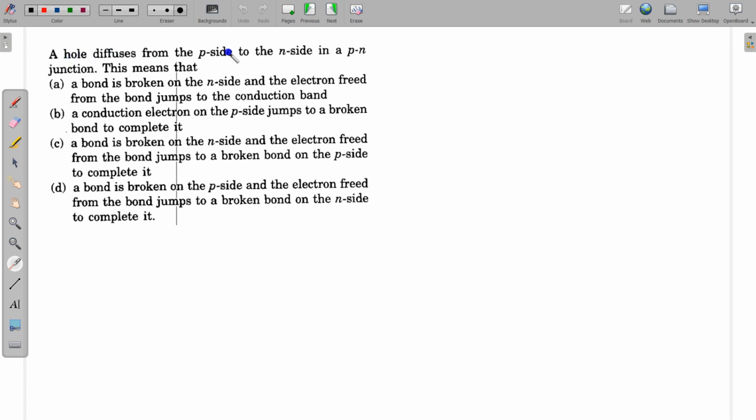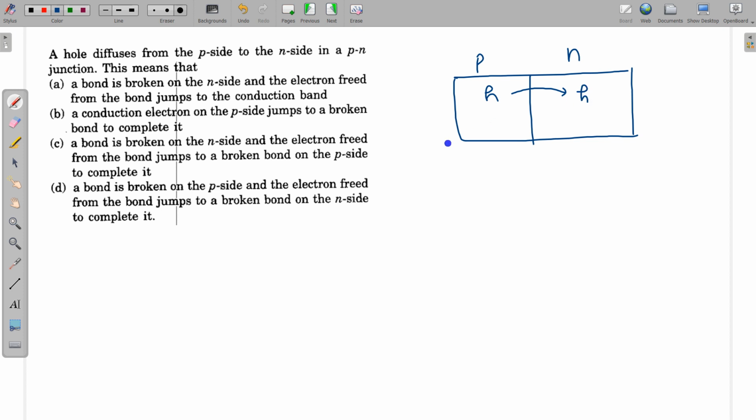So a hole diffuses from p side to n side. What is actually or physically happening in the material? This is asked in this question. So this is the p-n junction. Here we have p and here it is n, and a hole is diffused from p to n, and the hole is now here. What actually happens is a bond is broken on the n side. A bond is broken, that means an electron is freed from here. So the electron freed from the bond jumps to the conduction band.